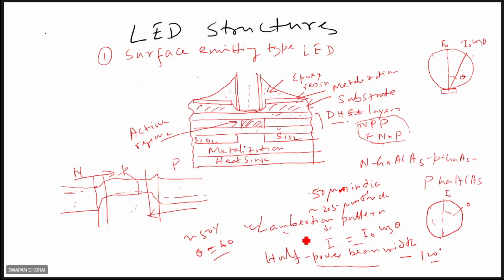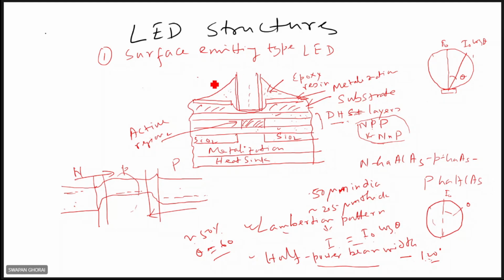And in this structure, the upper beam width is 120 degrees. Upper beam width means where the power is 50%. You see it here, at certain angles the power is reduced by 50%. That is called the upper beam width. On both sides, theta 60 degrees on this side, theta 60 on this side, the power falls to 50% of its peak value. So the upper beam width is 120 degrees.